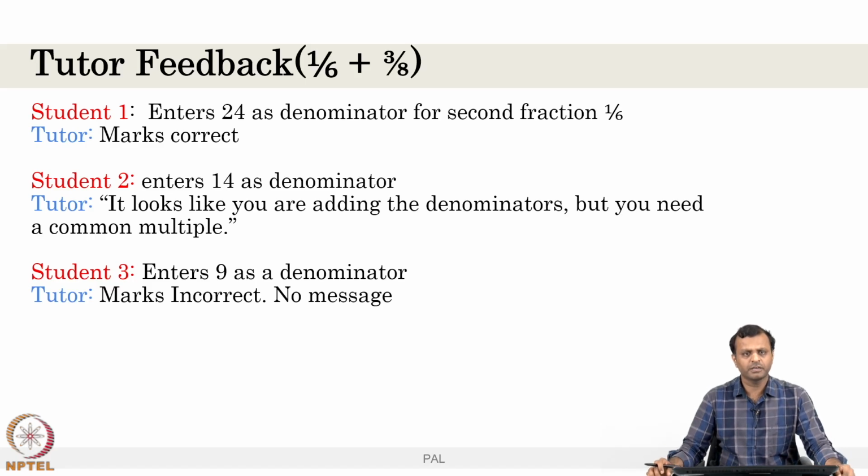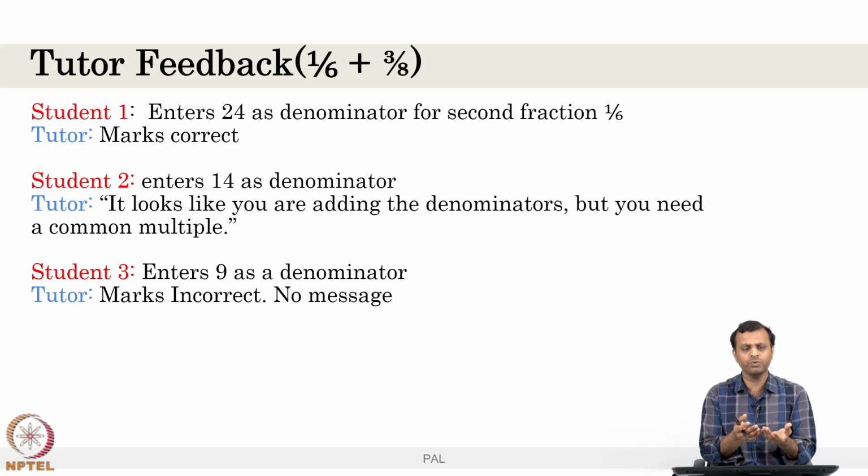So consider the student enters 24 as the denominator for the second fraction. The tutor can mark it correct. If the student enters 14 as the denominator, it says: it looks like you are adding denominators, but you need to have a common multiple. It marks incorrect. If the student enters 9 as the denominator, this is marked incorrect because it is not within the correct rule or the buggy rule. So it can be no message, because the student can be thinking something else. You can't actually give any feedback. Instead, you say it is wrong, try again. That's all we can say.